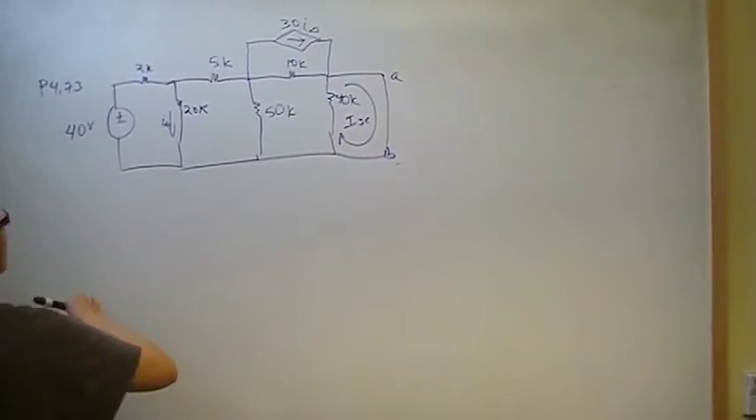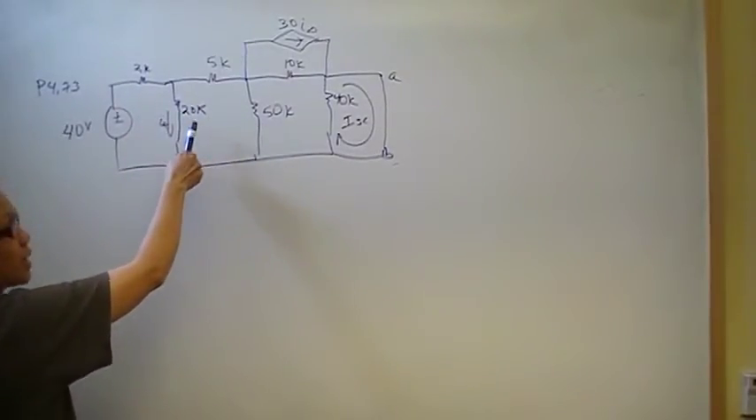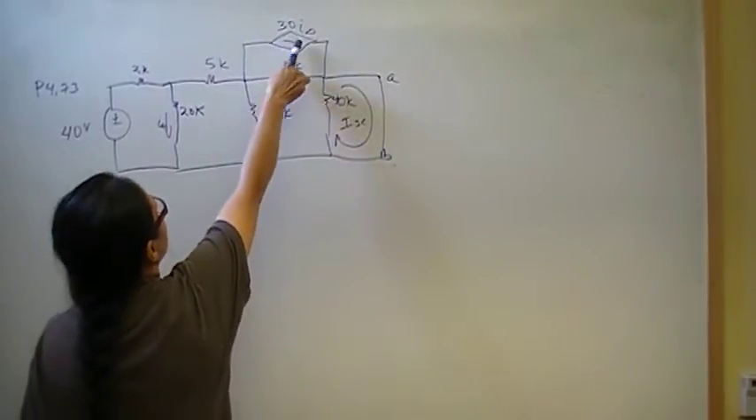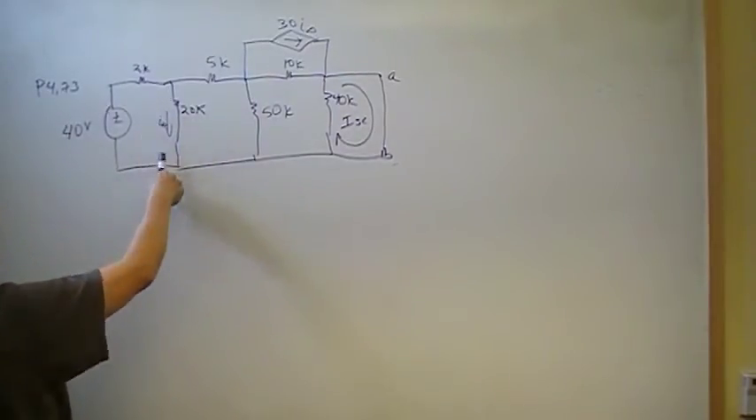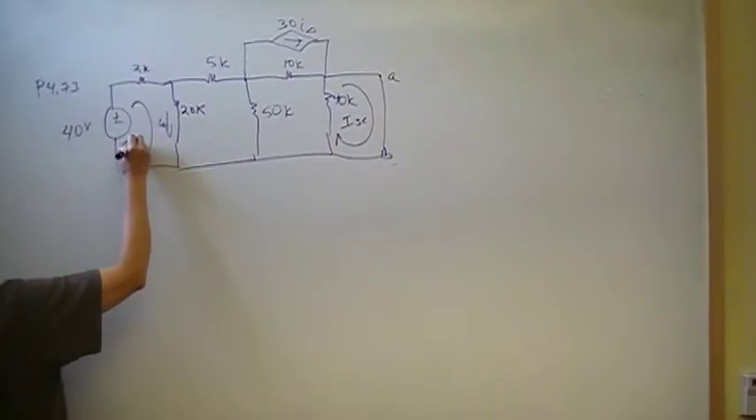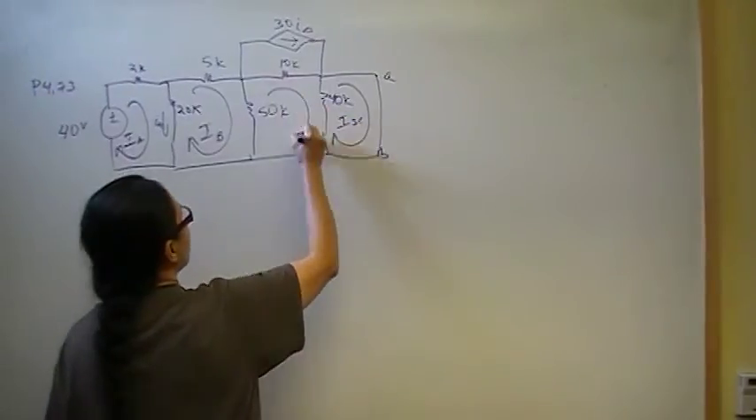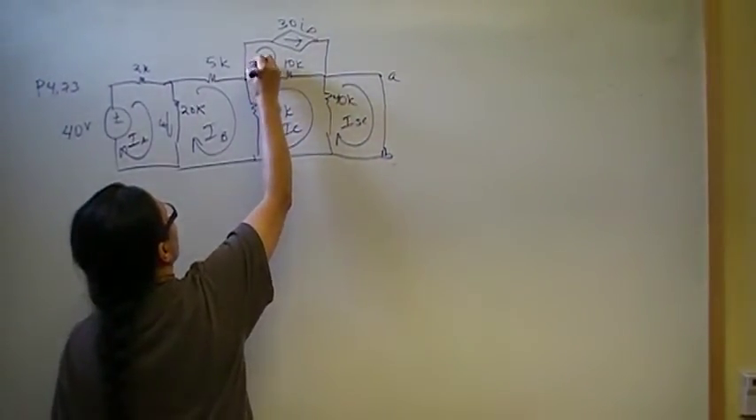First, let's describe the circuit. We have a 40-volt independent voltage source in series with 2K. And we have 20K here, 5K, 50K, 10K, 40K, and some dependent current source, 30I delta, that's controlled by the current through this 20K resistor. So let's go ahead and start naming our currents. In this mesh we have some IA, in this mesh we have some IB, in this mesh we have some IC, and in this mesh we have 30I delta.